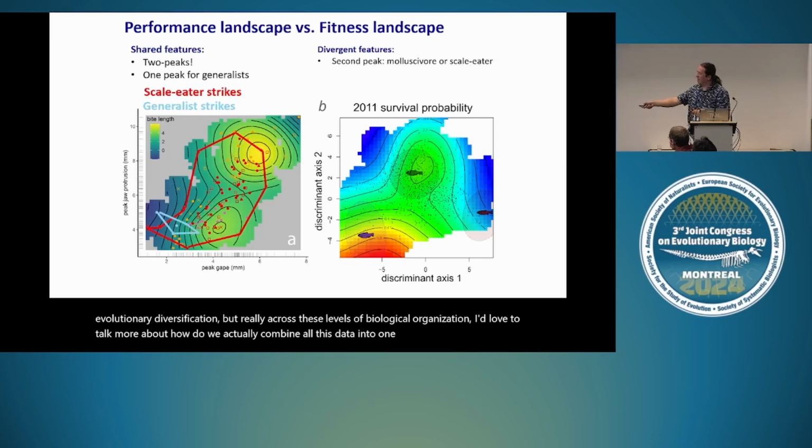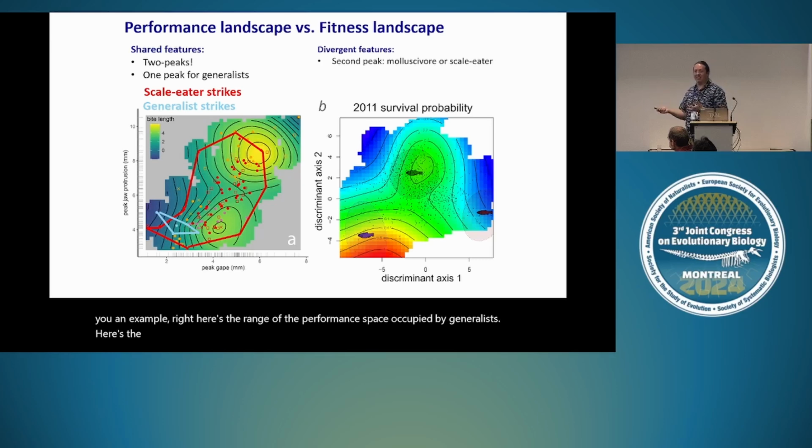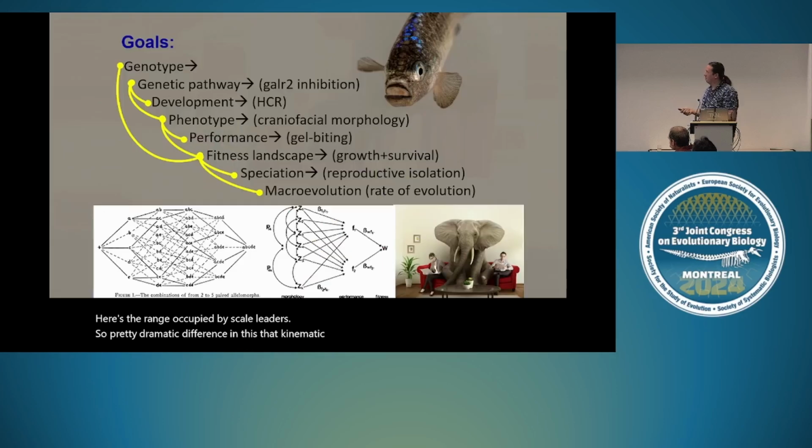And just to give you an example, here's the range of the performance space occupied by generalists. Here's the range occupied by scale eaters. So pretty dramatic difference in that kinematic flexibility.